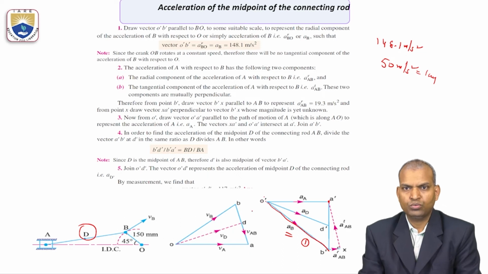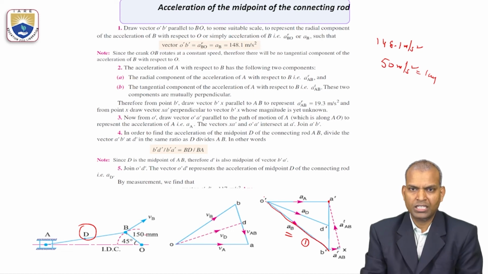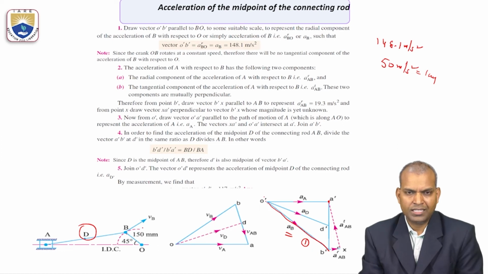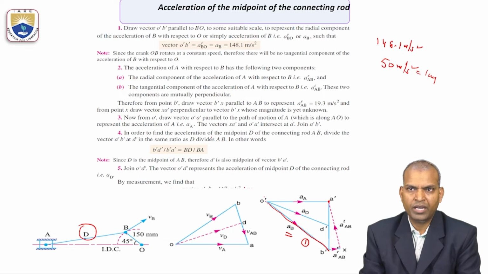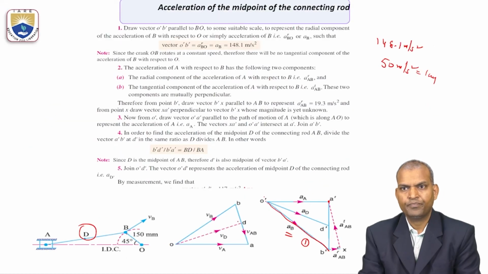Next step, point number 2. From B dash, further, the connecting rod AB consists of two accelerations. What are they? One is the radial component, another one is the tangential component. But we know the radial component value. What is the ARAB value? That is 19.3 meter per second square. So draw a line of 19.3 meter per second square, that is B dash X. ARAB we know. That is step number 2.